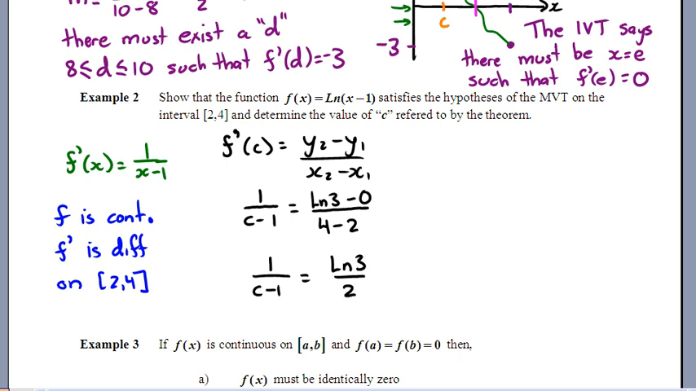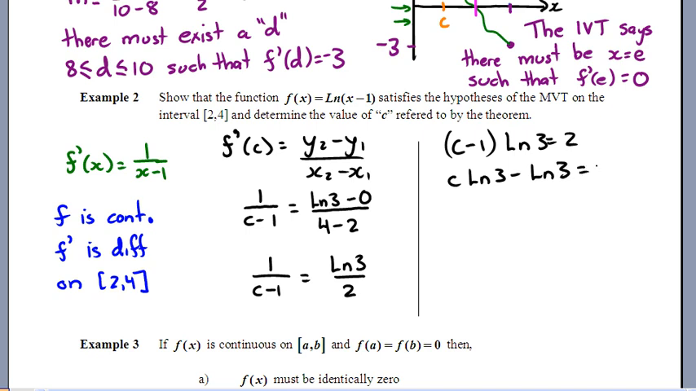Okay, a little cross multiplying, and I think we can get this together. So we could say c minus 1 times ln of 3 is equal to 2. C ln 3 minus ln 3 is equal to 2. We're almost done. Just a little algebra here now. That's going to be ln 3 plus 2, all over ln 3. All right, we found it.